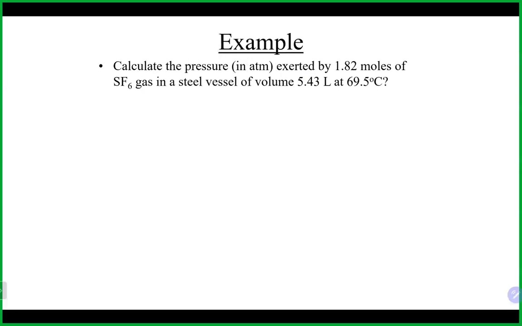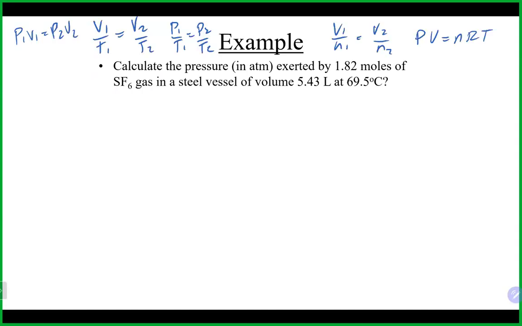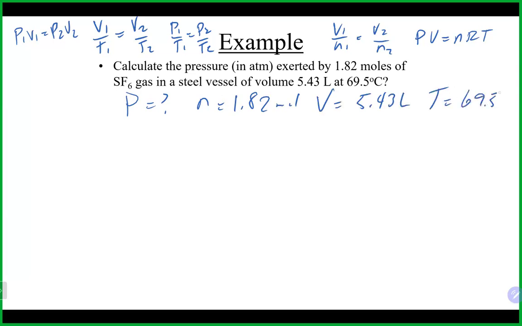Let's take a look at one here. Calculate the pressure exerted by 1.82 moles of a gas at a volume of 5.43 liters and a temperature of 69.5 degrees Celsius. Okay, so once again, we're going to pull out the information here. We're looking for a pressure. We do have moles given to us, which is 1.82. We do have a volume of 5.43 liters, and we do have a temperature of 69.5 degrees Celsius.